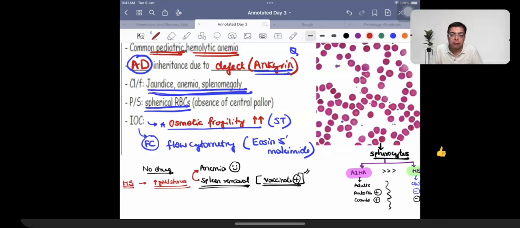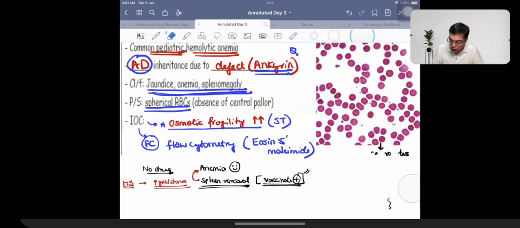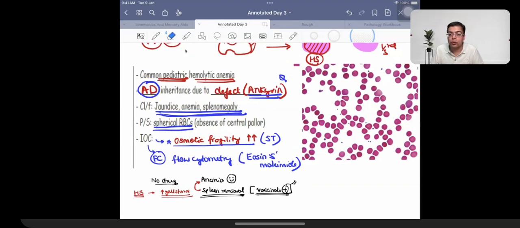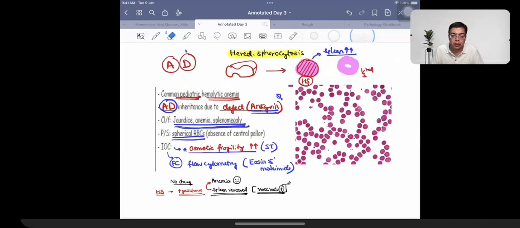Splenectomy is not going to correct the defect in ankyrin. In splenectomy, you have removed the troublesome thing, the thing that was causing destruction in the patient. So that is what you need to remember over here. Okay? So the destruction is going to be less. Site of destruction is going to be less, and that's why the patient is going to be getting better.